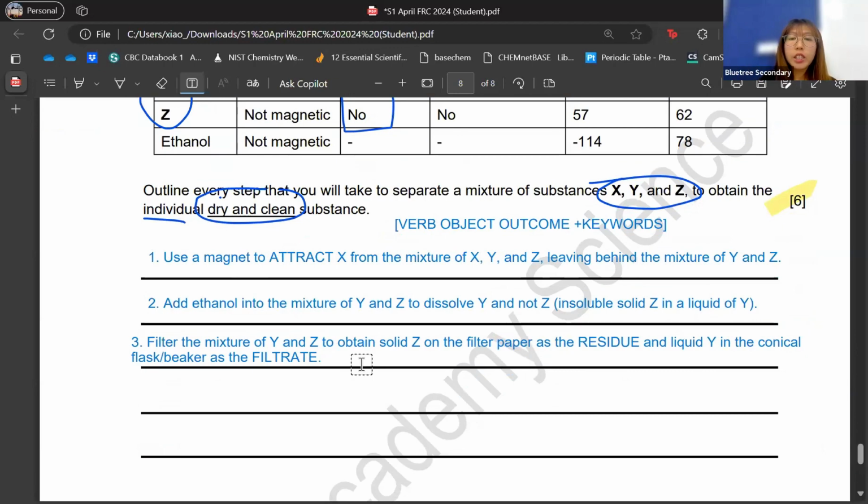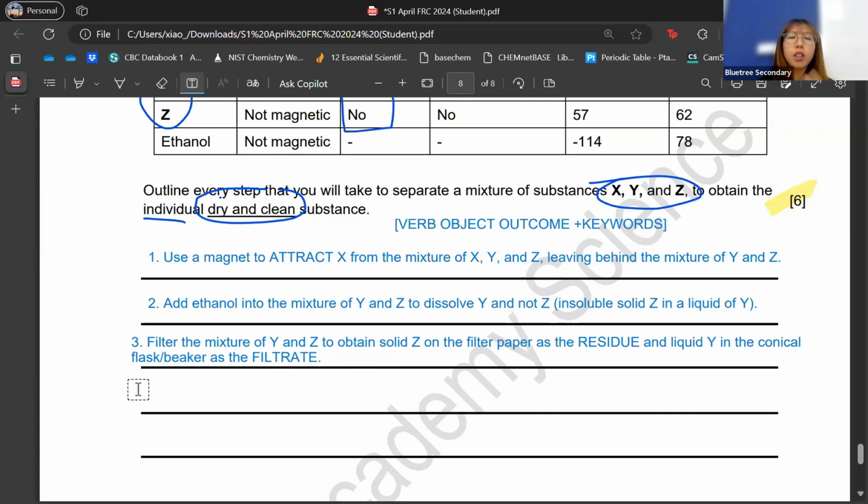Okay, so do you see initially we have X, Y, Z mixed together? I do magnetic attraction, I get X. So Y and Z, this mixture, I add ethanol, I perform filtration. Now I have already separated Y and Z. So let's deal with the easier substance. Currently, Z is the easier one because Z is already a solid.